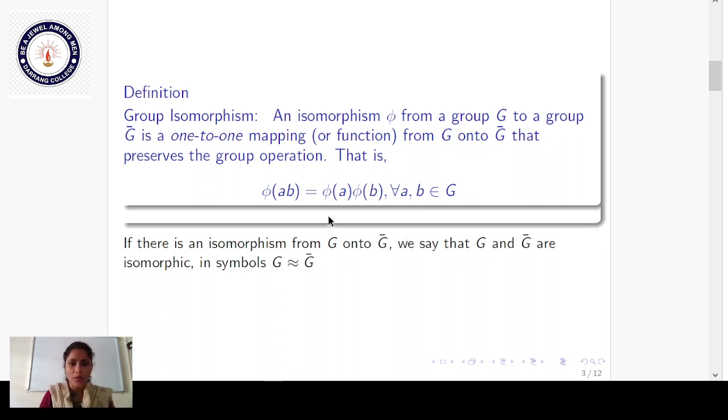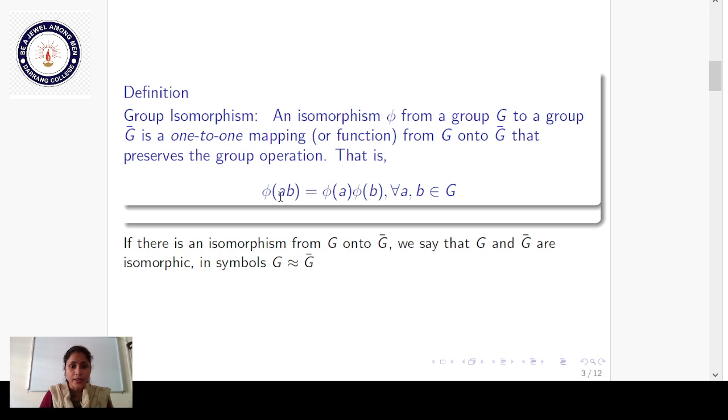We already know a homomorphism between two groups is a function from G to G bar which preserves the group operation. And an isomorphism phi from a group G to a group G bar is nothing but a homomorphism where the function is 1-1 and onto also. In symbols, phi from G to G bar is an isomorphism when it preserves the group operation this way: phi(AB) equals phi(A) phi(B) for all elements A and B from G, and phi needs to be 1-1 and onto also.